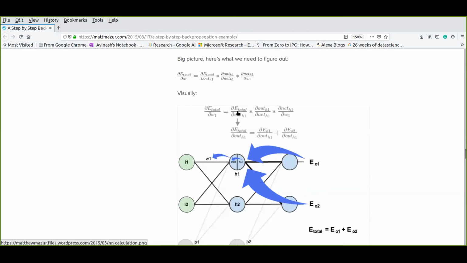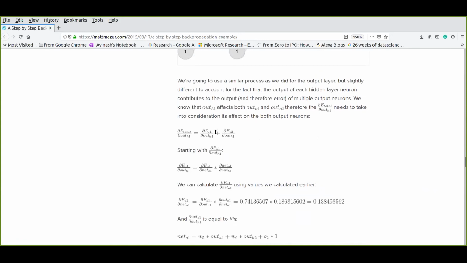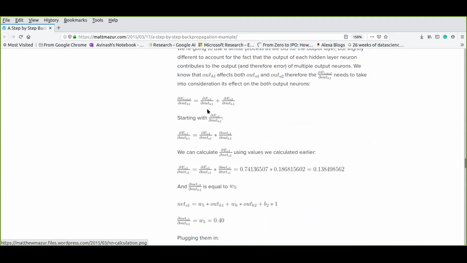So to get the first term, E total with respect to output H1, we know that E total is nothing but EO1 plus EO2. As we discussed before, E total comes by summing the error from output neuron 1 and output neuron 2. So since we have two of them, that's what we're doing here. It's simply like we are decomposing E total into EO1 and EO2. And now we have to calculate each of these things. It's the same equation that we have. Let's start with that.